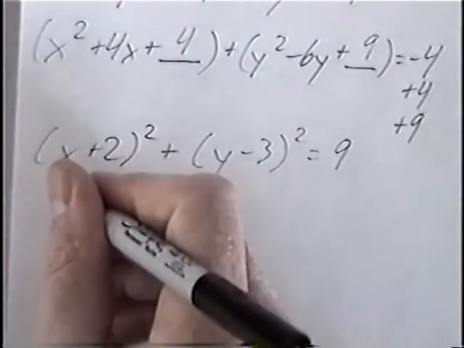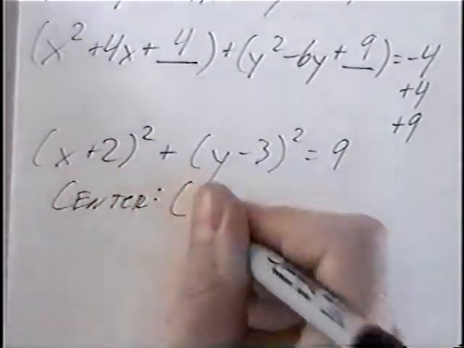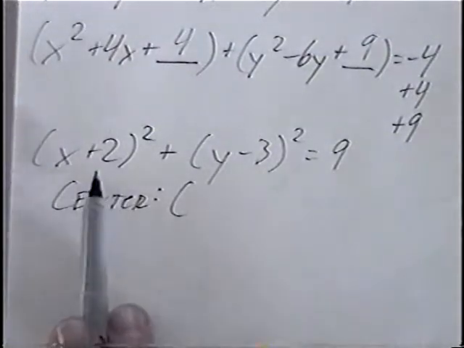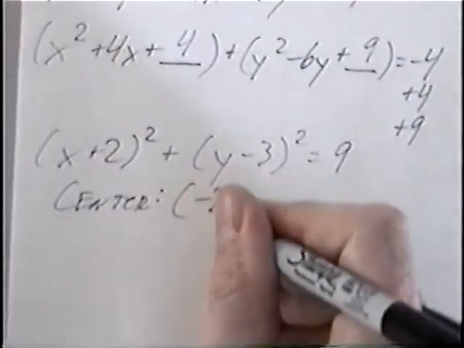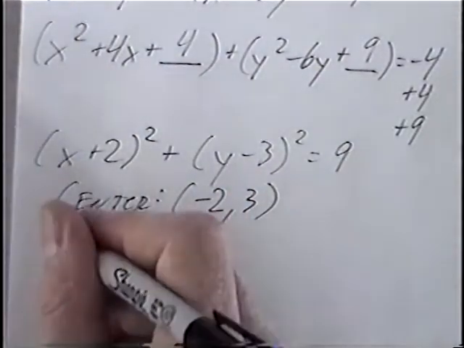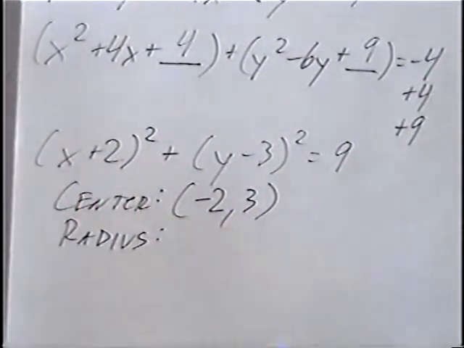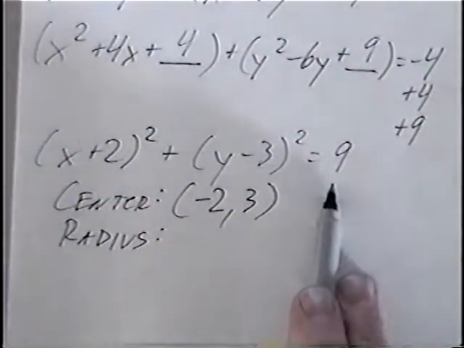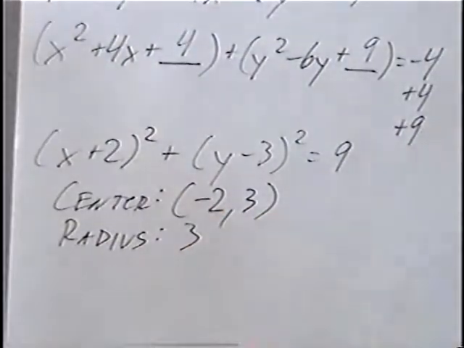To graph a circle, we want to find the center. Find the center again, you can do the opposite of the numbers next to x and y, which would be negative 2 and positive 3. And also for the circle, we need the radius, which again is the number. It's equal to 9, so we'll take the square root of 9, which would be 3.